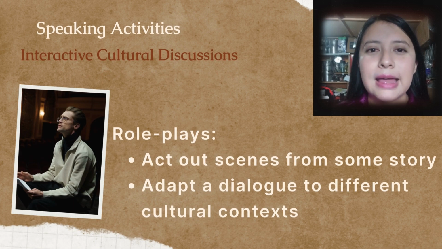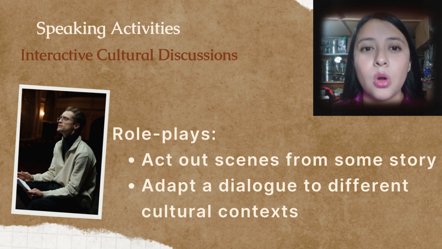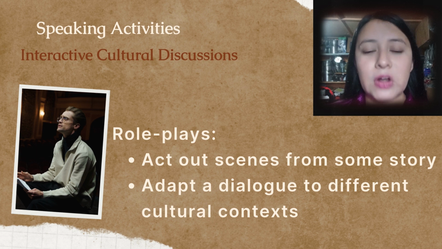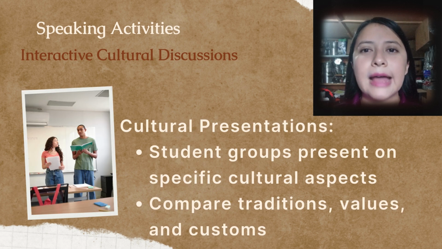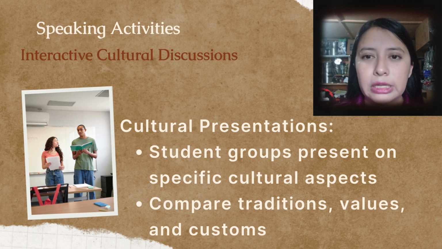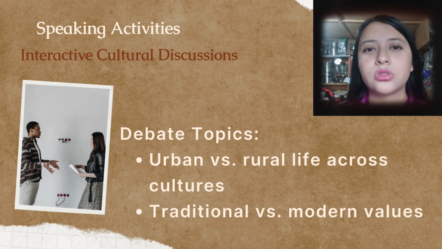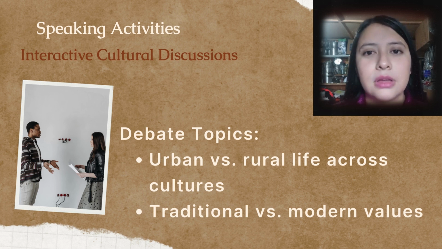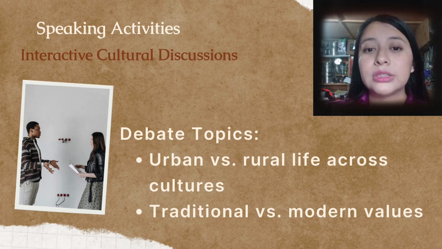For speaking practice, let's look at role plays, presentations, and debate activities. When students act out scenes from The Secret Garden, encourage them to try the British accent with a demonstration. For cultural presentations, create a simple but effective template where students must include cultural context, personal connection, and modern relevance. Finally, introduce topics like urban versus rural life across cultures or traditional versus modern values for groups to debate among themselves.